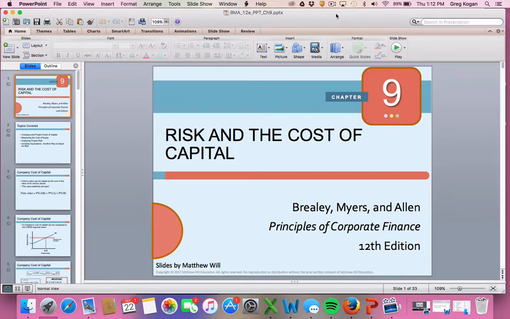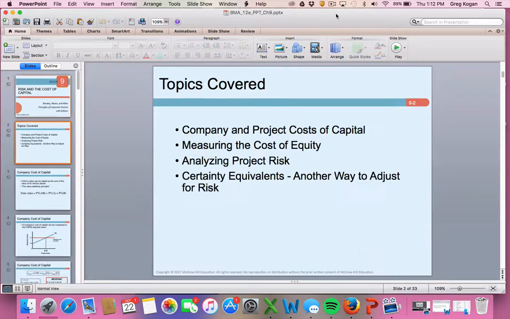And basically going over risk and cost of capital in chapter 9. Here, what we're really focusing on in this chapter, honestly, is just the first two: company cost of capital, and measuring the cost of equity. These are the two pieces that I want to go over today.